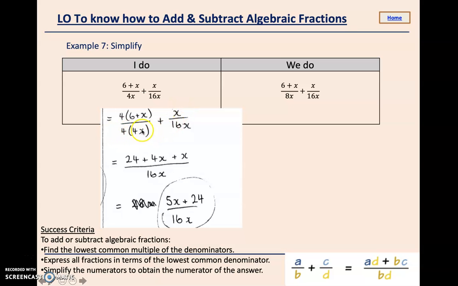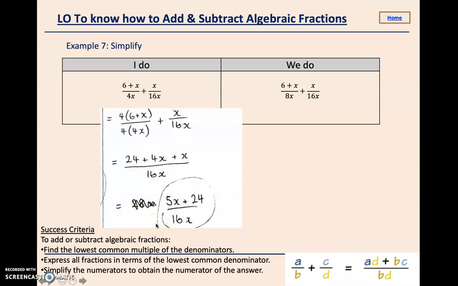4 times 4x here gives me 16x, and then we have the 16x here, so we have our shared denominator. We then collect our terms on the top, so we have 4x and x, which gives us 5x, and 24. So there is our answer.